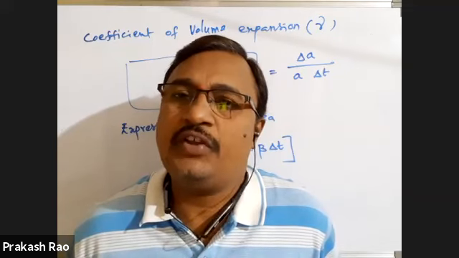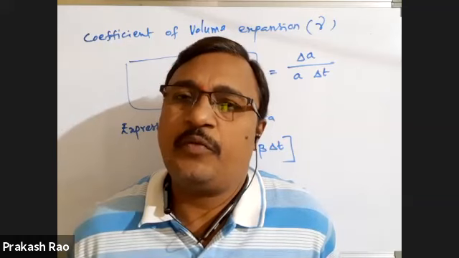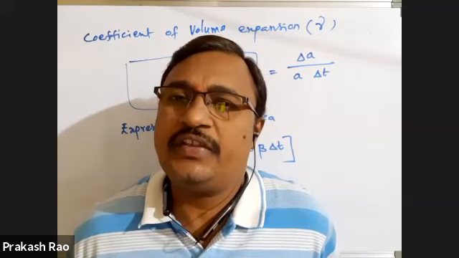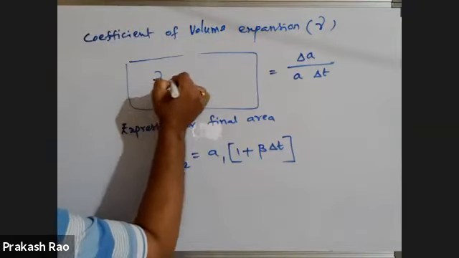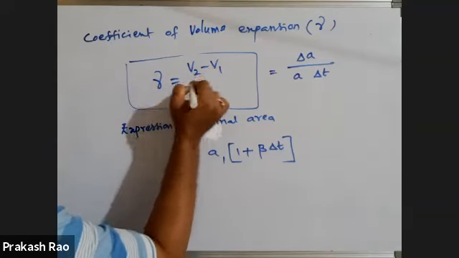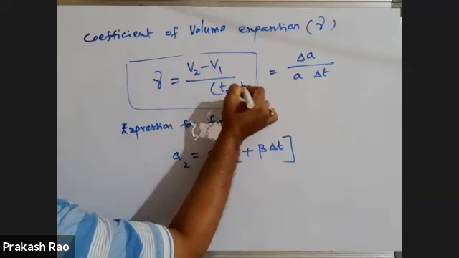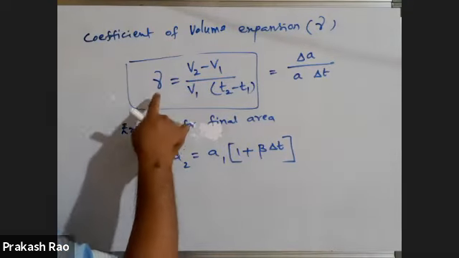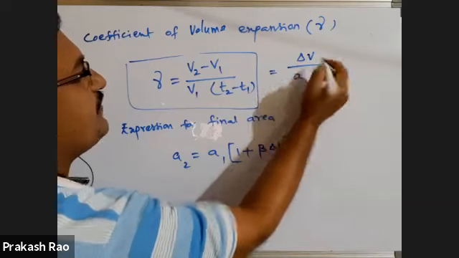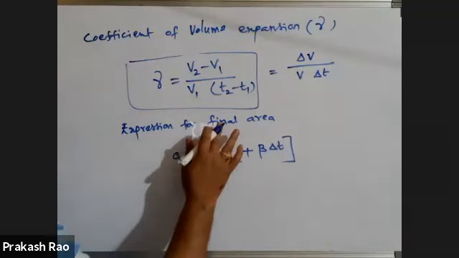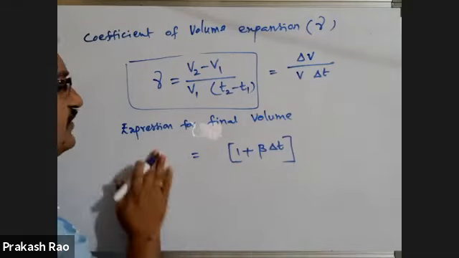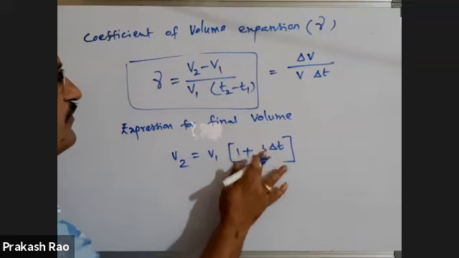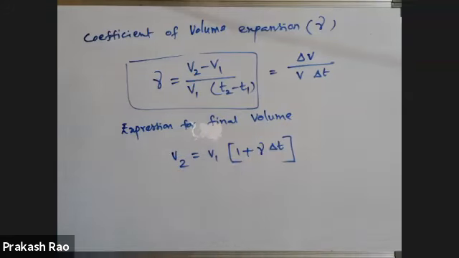Suppose V1 is the volume of a body at T1 degree centigrade, and V2 is the volume of the body at T2 degree centigrade. Then the coefficient of volume expansion is defined as increase in volume per 1 degree centigrade rise of temperature to its original volume, and you can take this as delta V by V into delta T. Expression for final volume: V2 is equal to V1 of (1 plus gamma into delta T). Please note down this.